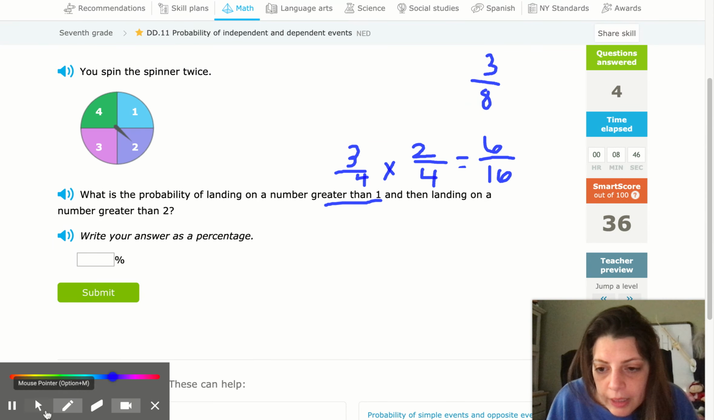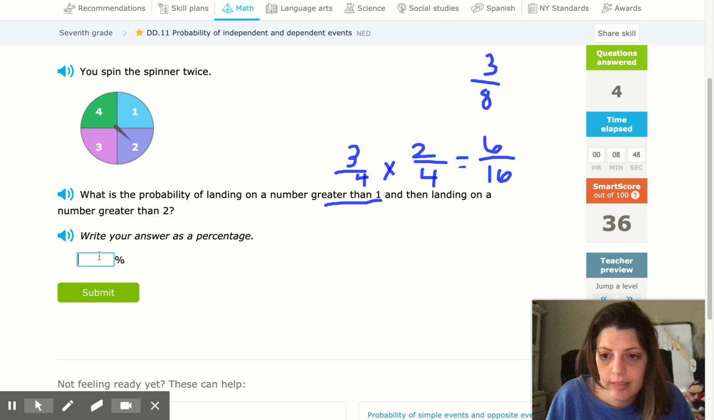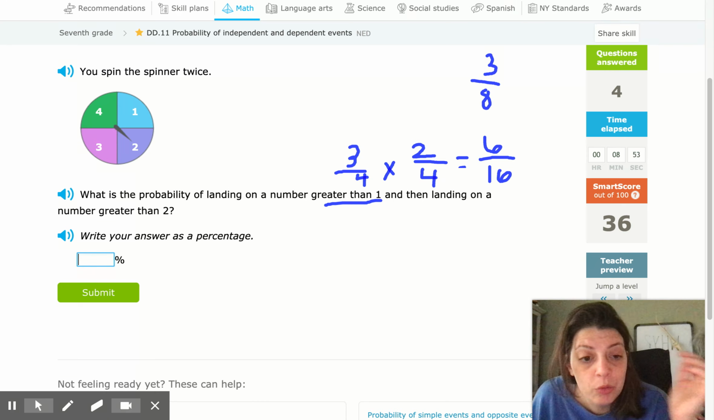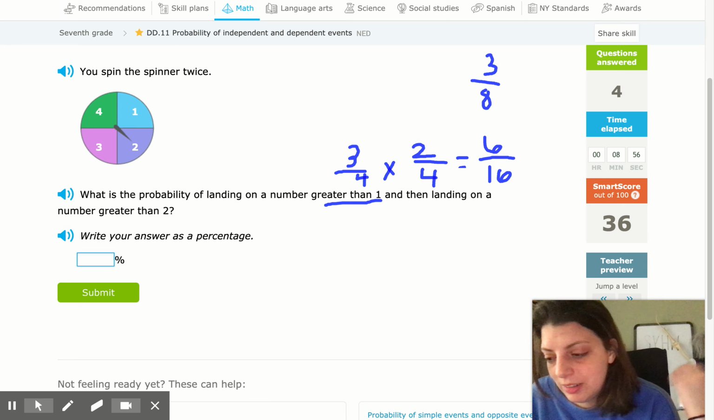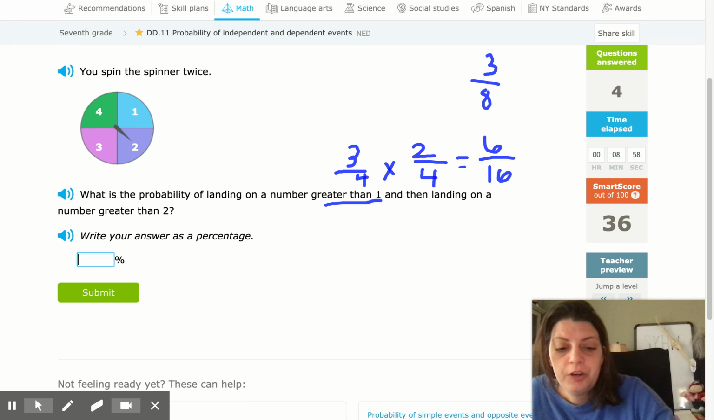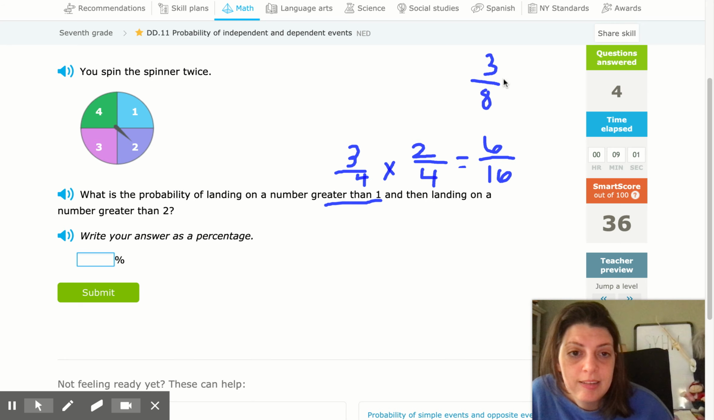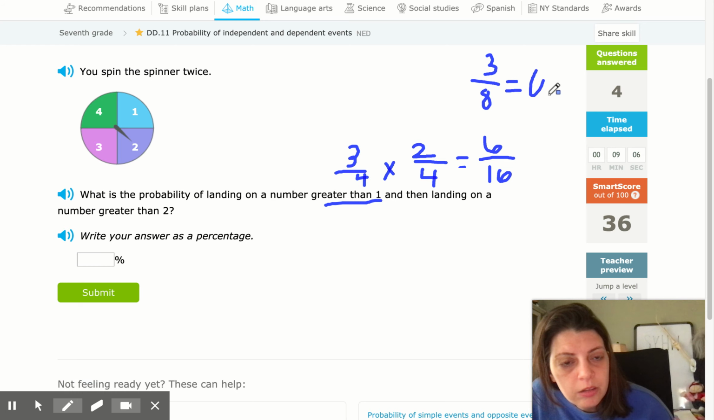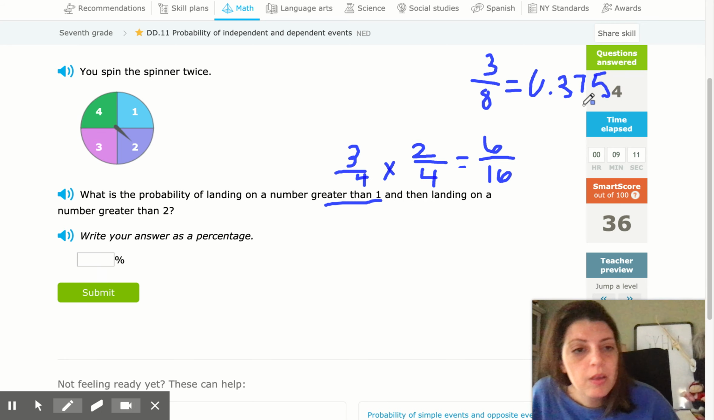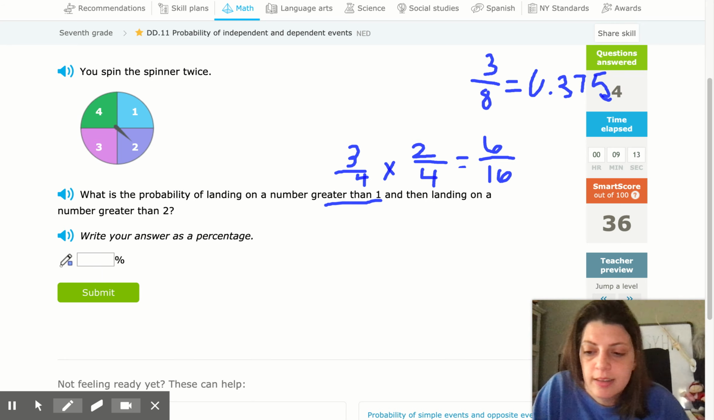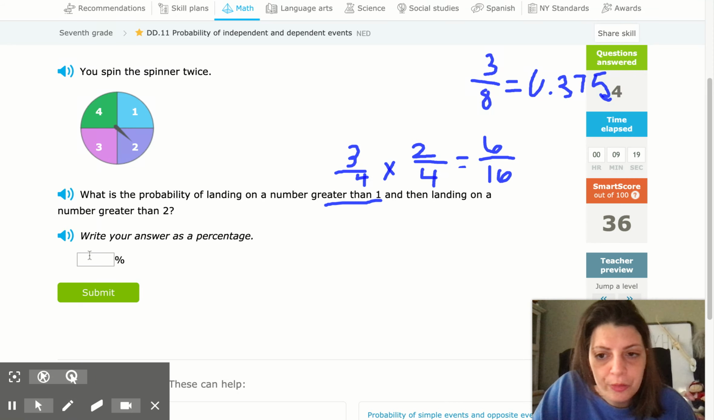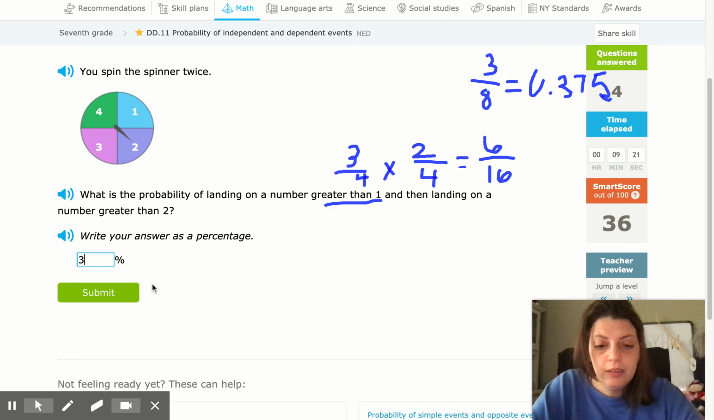Oh, but look, they do not want it to be 3 out of 8, right? They want you to write it as a percentage. So I told you to try to memorize your 8s. I know a lot of you haven't, but for the SHSAT you should. So 3 out of 8 as a decimal is 0.375, which means as a percent, it's going to be 37.5%. You can always use your calculator, though, to do 3 divided by 8, or just turn it into a percent.